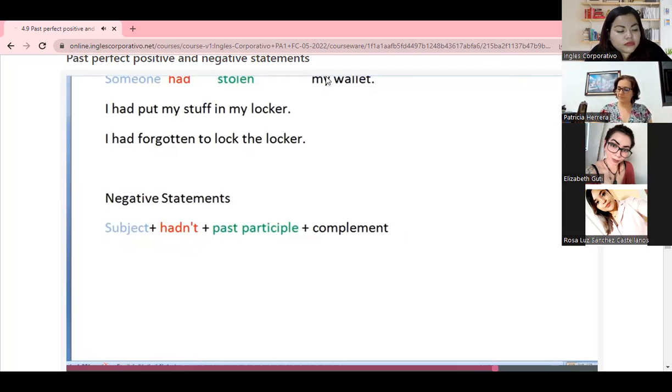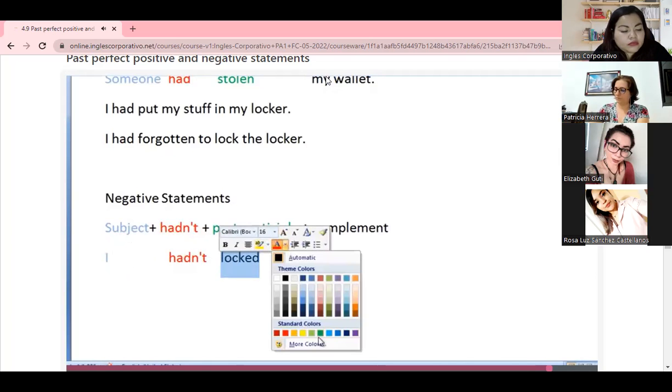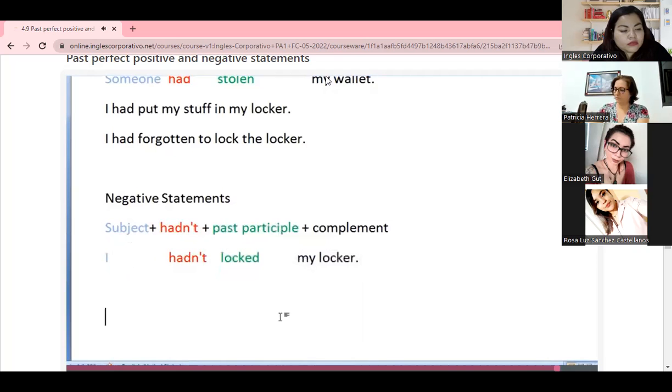So let me give you a few examples, and then I'm going to have you do a few examples as well. I'm going to try to see if I can fit those into the structure that we see here. Subject is I. In this case, I mentioned we're going to use hadn't. Let me make sure that we're using the appropriate colors here, just to make sure that we're understanding what we're doing. In that case, that's the auxiliary verb. And in this case, because it's a negative, we're going to say hadn't. Then we use the past participle of that verb. So in this case, it's locked. The past participle of that is locked.